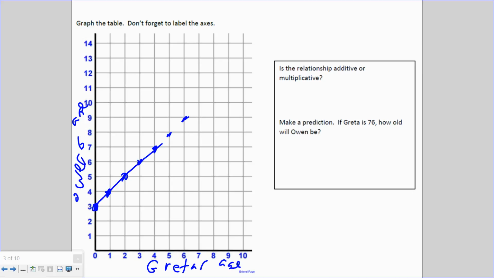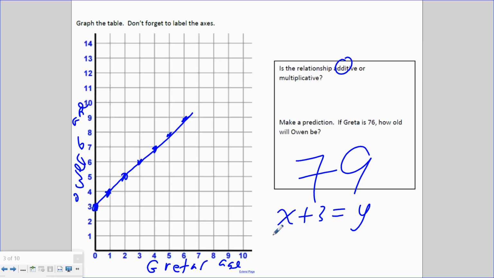So we connect the dots. So the relationship is additive. Make a prediction. If Greta is 76 years old, Owen will be 3 years older, 79, because x plus 3 equals y, and 76 plus 3 equals 79.